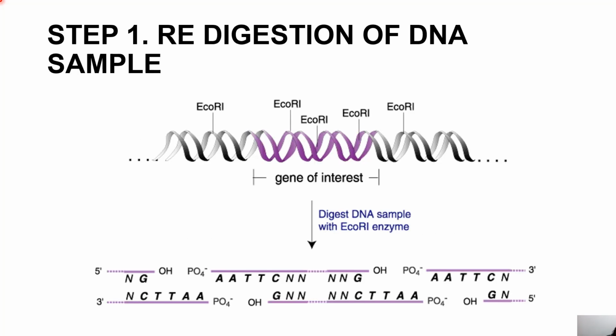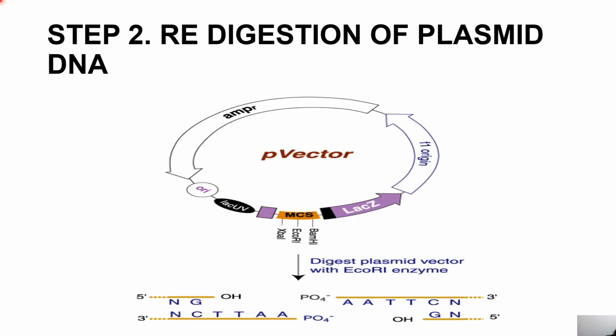For example, the first step will be restriction digestion of the DNA sample. Whatever is the gene of interest, we'll digest the DNA sample with a known restriction endonuclease, for example, EcoRI. Known means an endonuclease whose restriction sites are known to us.